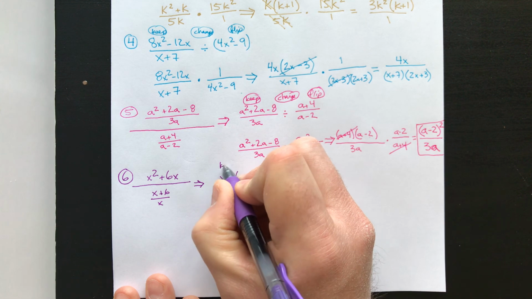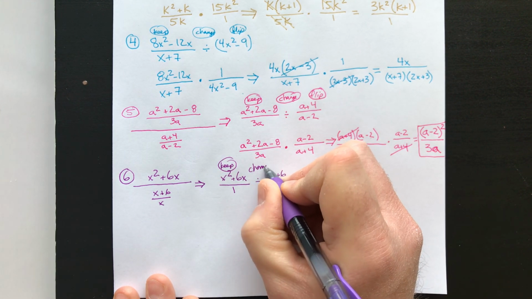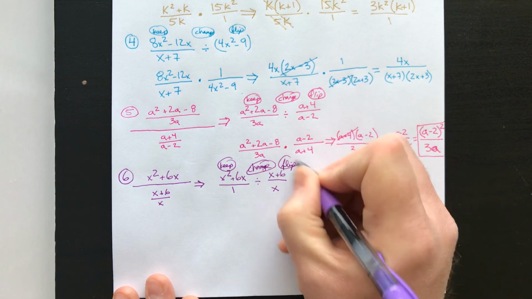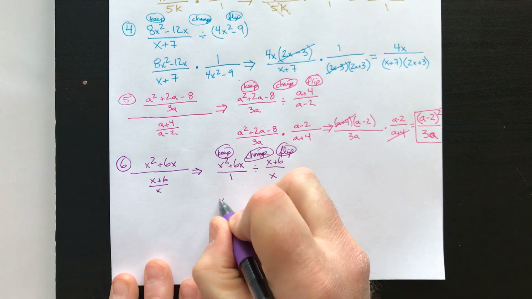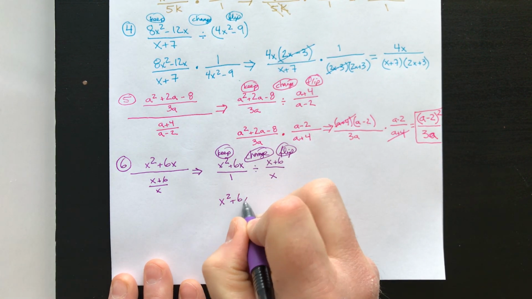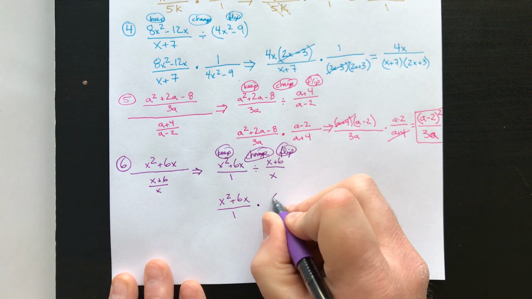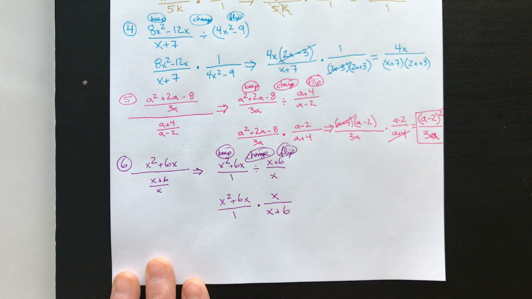Once again, keep, change, flip. So I'm going to write it down here. We keep this, x squared plus 6x all over 1 multiplied by x all over x plus 6.